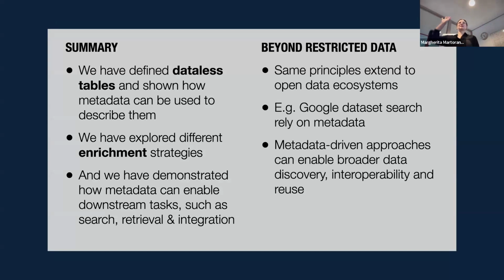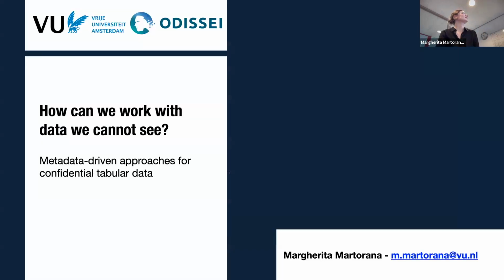Now, beyond the restricted data realm, we can actually apply this to any data ecosystem, right? Google Dataset Search, for example, relies on metadata information. So if we could add information about confidential data through the metadata, we can also do it for open data. And how much can we actually improve retrieval and all other tasks just by adding metadata information?